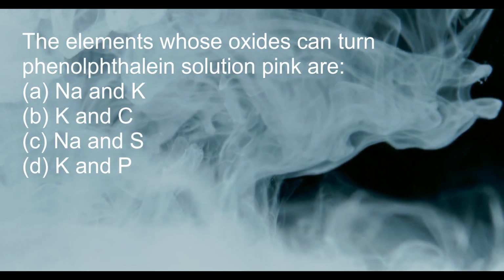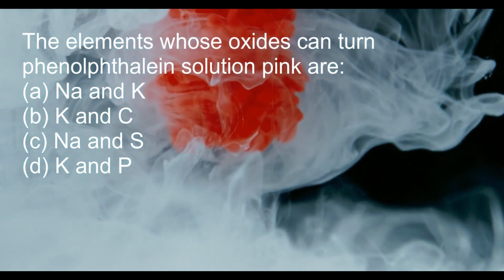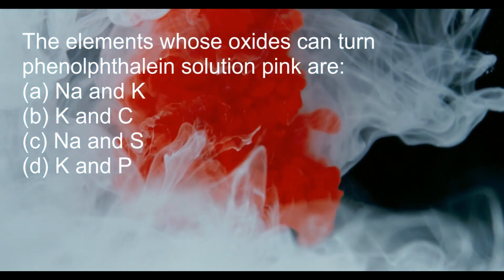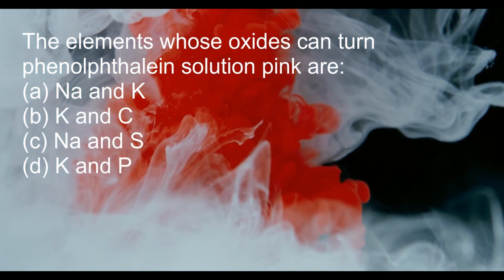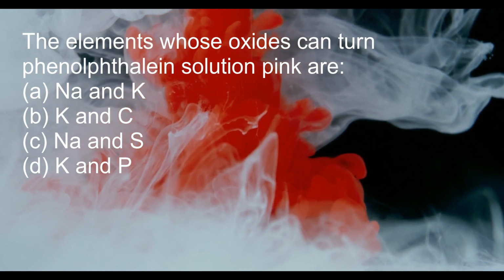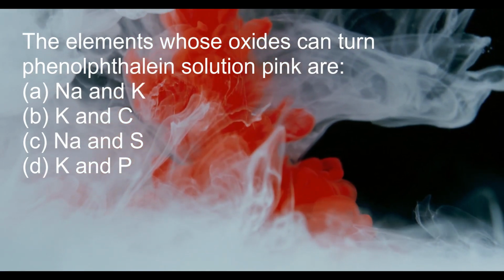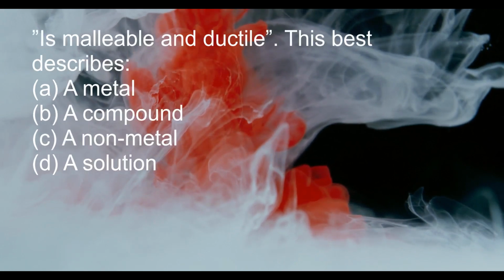The elements whose oxides can turn phenolphthalein solution pink are: A. Na and K, B. K and C, C. N and S, D. K and P. Solution: option A is the answer. Phenolphthalein is a synthetic indicator that remains colorless in acidic and neutral environments but turns pink in basic environments. Because metal oxides are basic in nature, adding phenolphthalein causes the solution to become pink, indicating that it is a base.